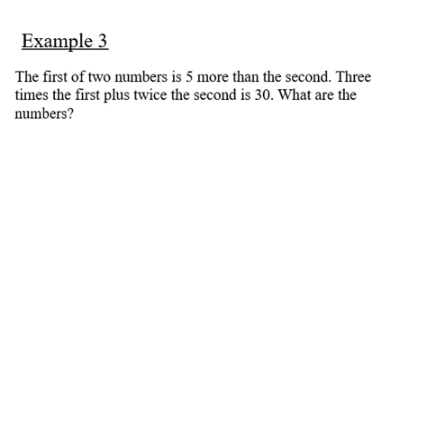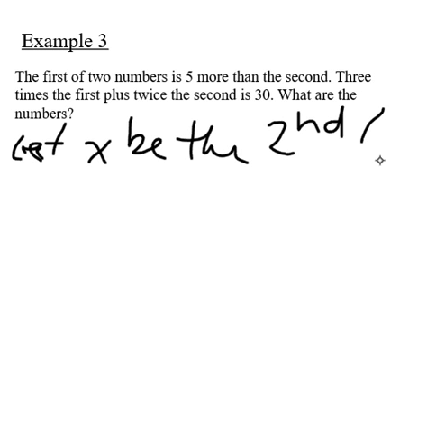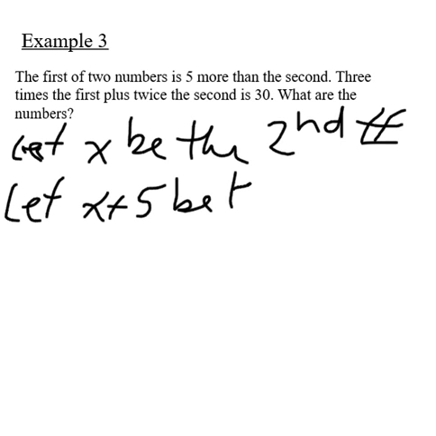So in this case, and remember, you don't have to use x. I just like using x. So you can say let x be the second number. Okay? Then it said the first one is 5 more than that. So that means let x plus 5 be the first number. So we have two numbers. One we're going to call x, and the other one we're going to call x plus 5 because it's 5 more than the other one. Perfect. We're done our let statement.